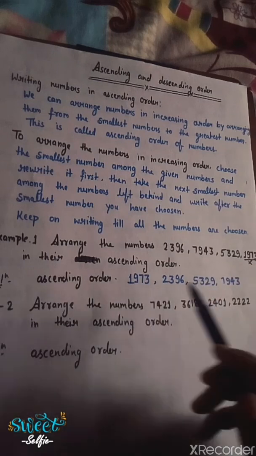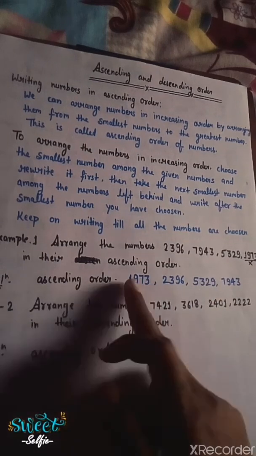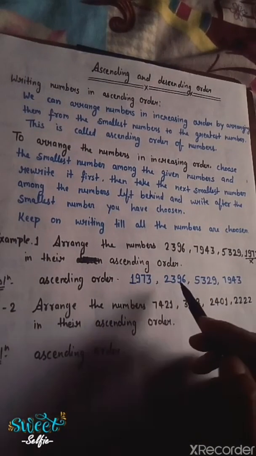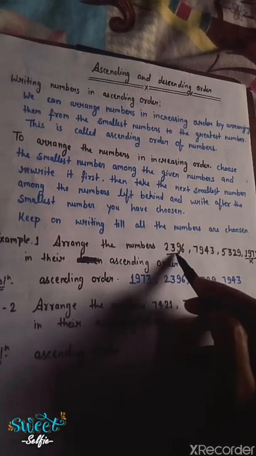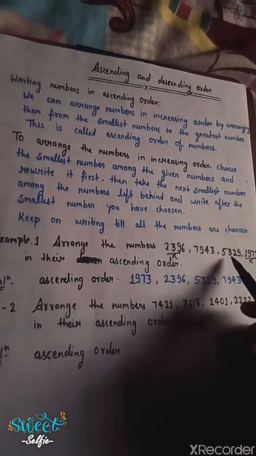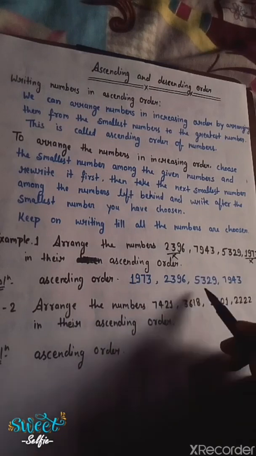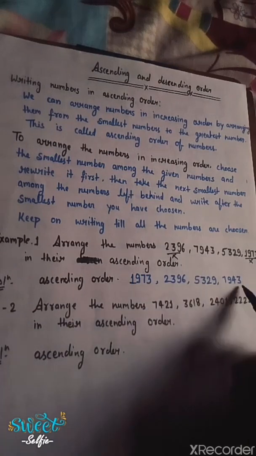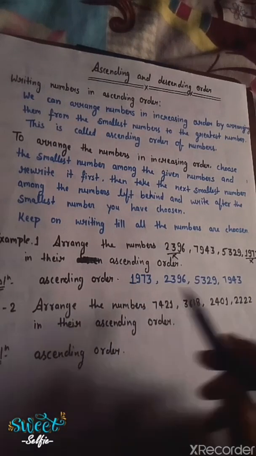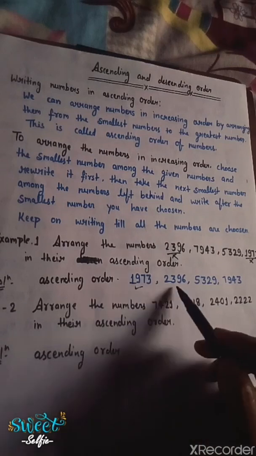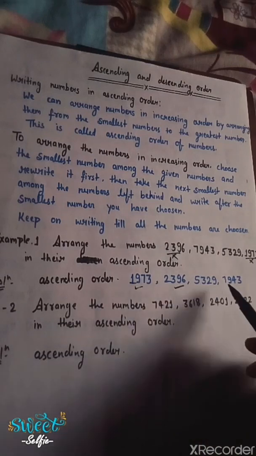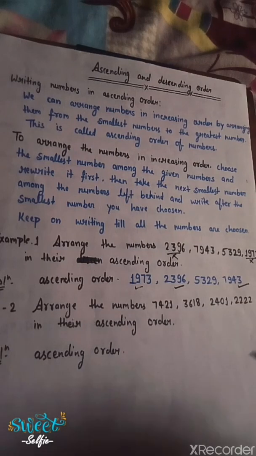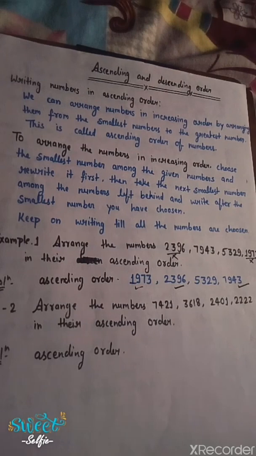But where do we write it? Left side or right side? Yes, we will write it on the right side. 2396. Okay, after that, which is the smallest number? 5329. After that, 7943. Okay, so we can see here this is the smallest number, this is the second smallest, this third, and this is the last, or we can say this is the greatest number. So it is ascending order, means smallest to greatest.